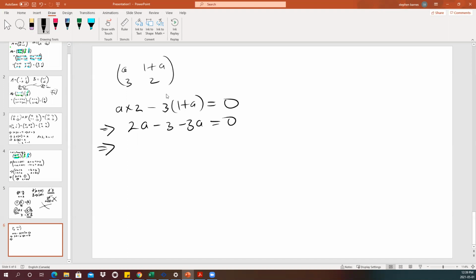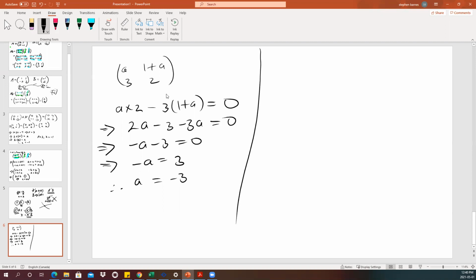So when I get somewhere there, if we group up the A's, then you get a minus A and you get a minus 3, right? And all you're trying to do now is to solve for A. So minus A is equal to 3. That is, A is equal to minus 3, just like that, we did that one. So when A is equal to minus 3, this thing is singular. So go to the more interesting one.